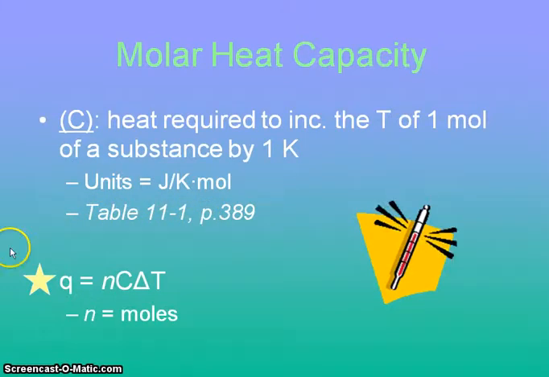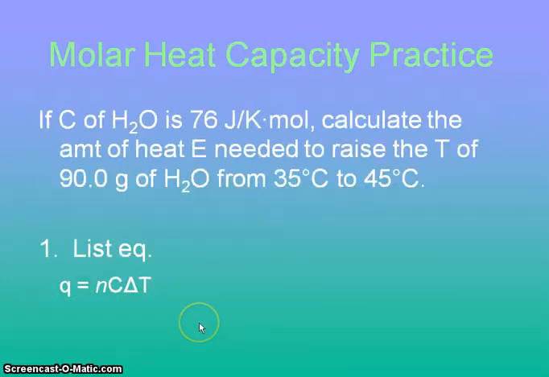Our equation that we're using is Q equals n C delta T, so Q is still heat. n is moles instead of grams, which would be m or mass. And then C is our molar heat capacity, and then delta T is still our final minus our initial temperatures. So here's what a molar heat capacity problem would look like. It says if the molar heat capacity of water is 76 joules per Kelvin mole, calculate the amount of heat energy needed to raise the temperature of 90 grams of water from 35 to 45 degrees Celsius.